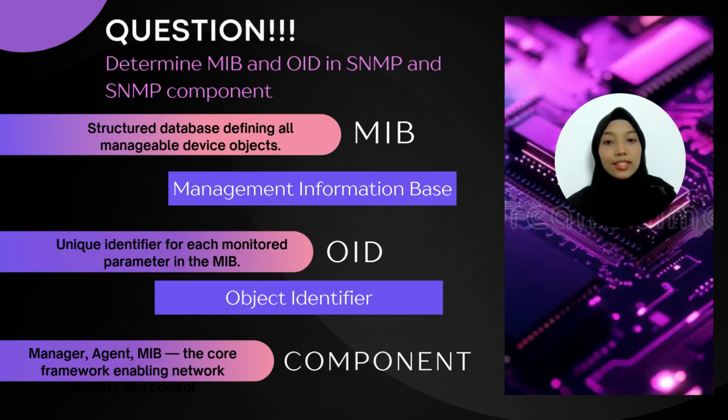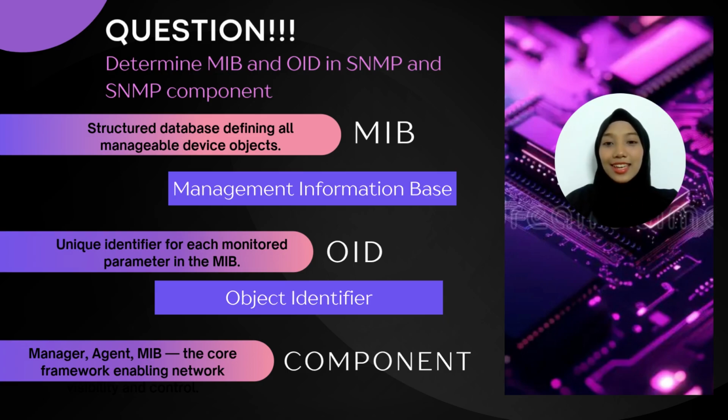Second, OID. OID is Object Identifier, the book's call number. This is the unique identifier. It's like the specific call number for a single book in the library. For example, like the OID we filled in just now, 1.3.6.1.2.1.1.5 is the unique call number for the device hostname.